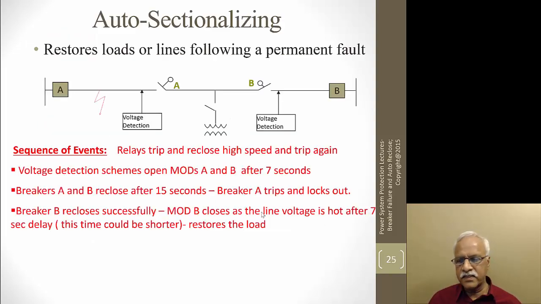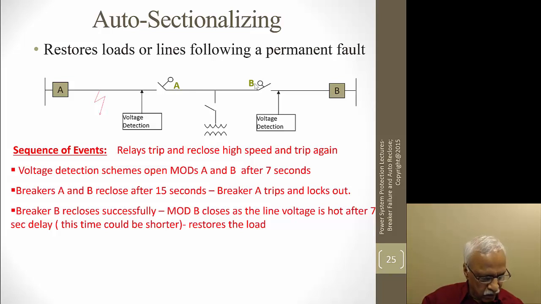Then the last section which we want to cover today is auto-sectionalizing. Suppose there are some loads on a line, and there is a fault here. Both line ends trip, and there are voltage detections on both sides of this load. As soon as they see zero voltage, both MODs open here. Whichever side recloses will energize that voltage detection, and then only that particular disconnect switch is closed. This is one of the sectionalizing schemes.